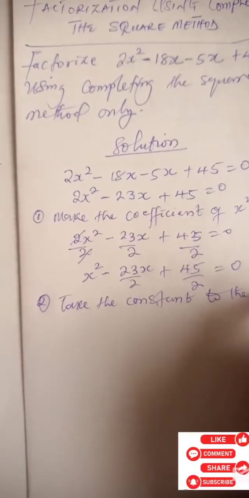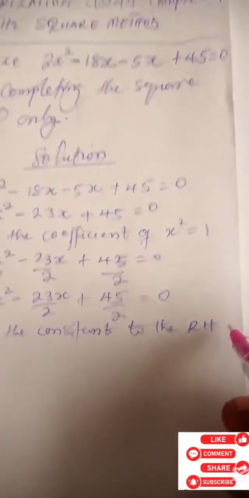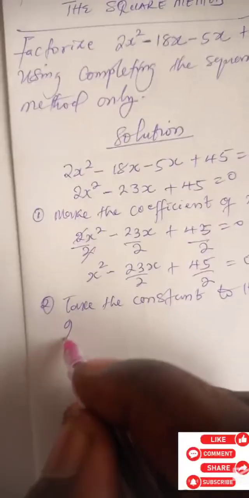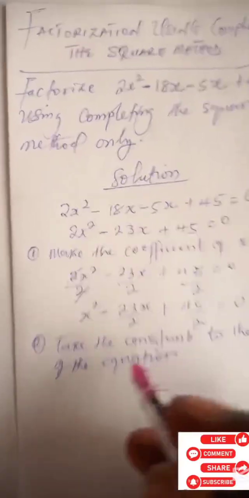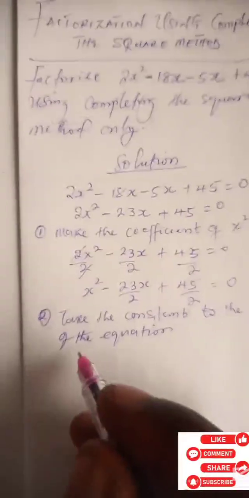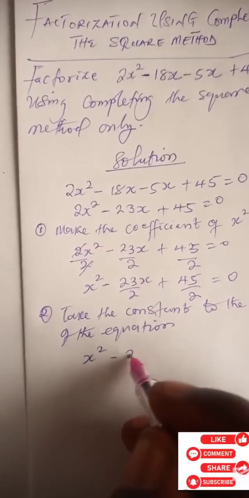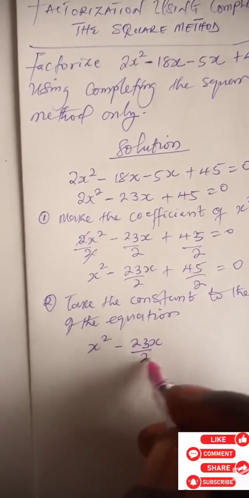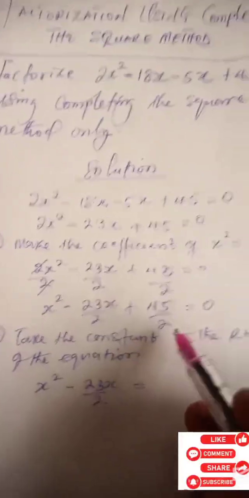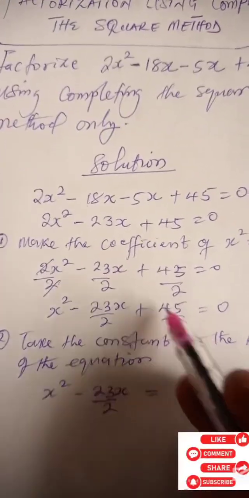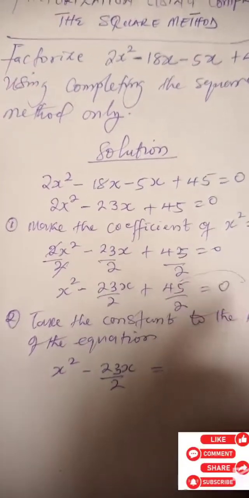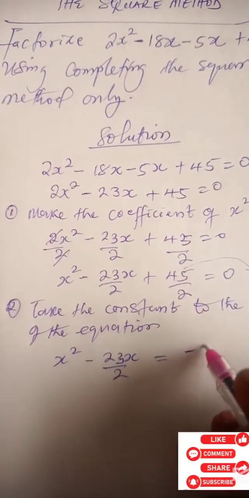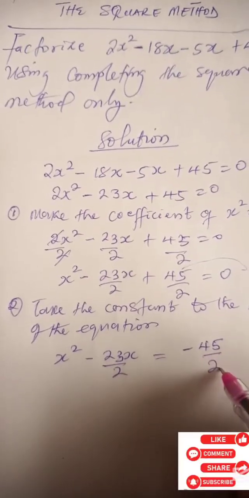Step 2 is to take the constant to the right hand side of the equation. We have x squared minus 23x all over 2, and it's equals to, since plus 45 over 2 is positive here, when it crosses equality sign to this part, it becomes negative. So we have minus 45 all over what? 2.